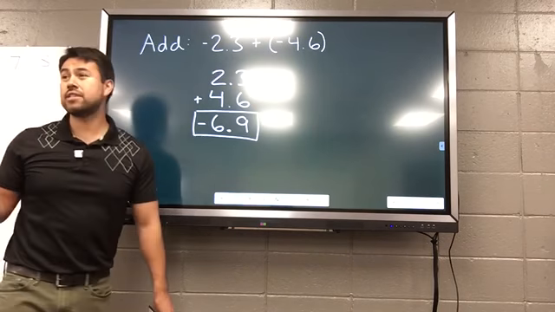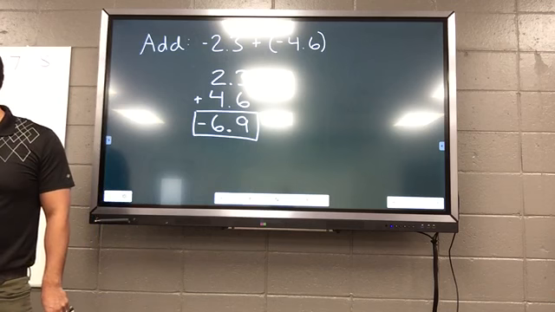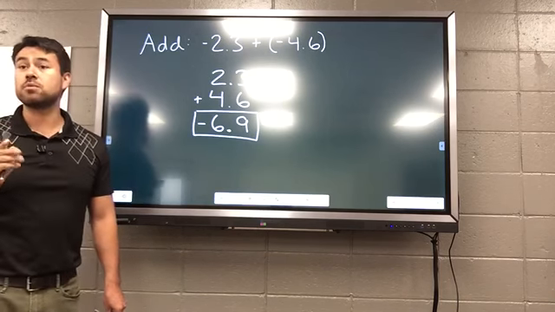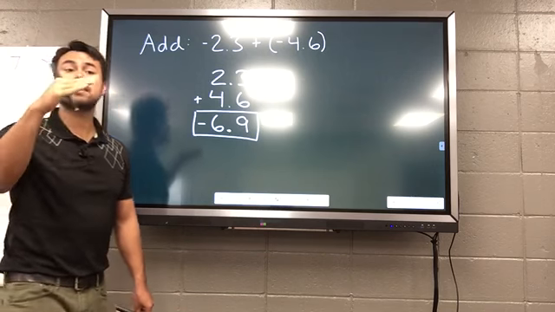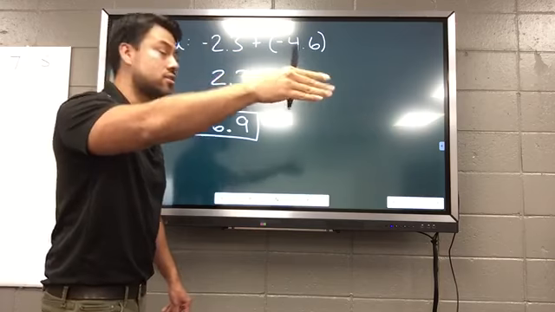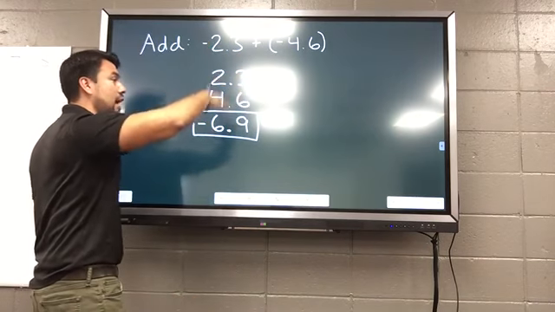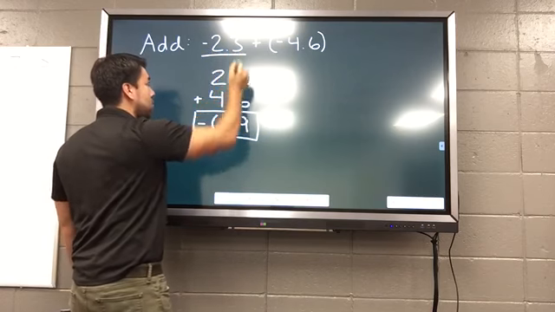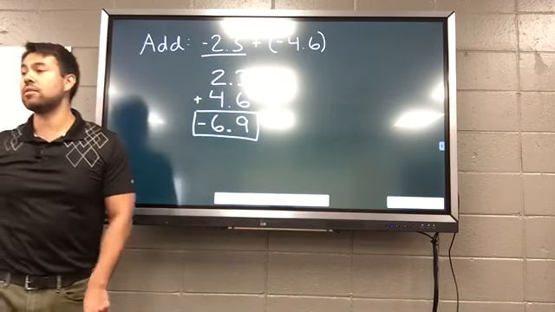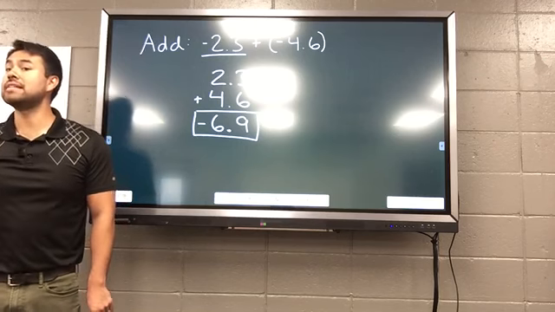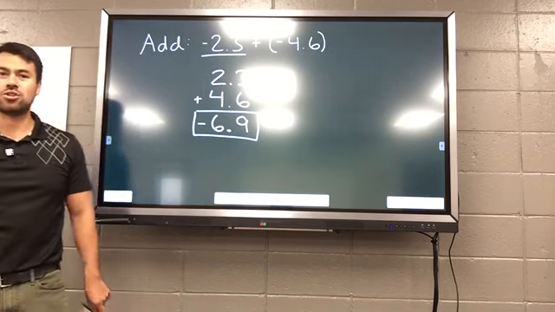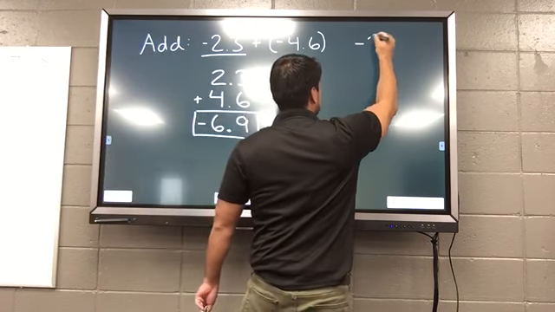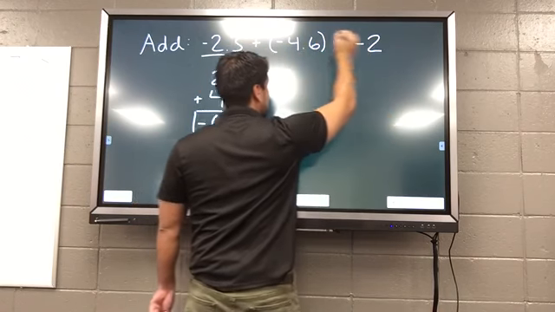Okay, now yesterday, do you guys remember we had to estimate by rounding? You're not doing this on all your problems, but some of them they're going to say estimate, then add. So you have to do an estimation, and then you actually have to add it like we did here. Okay, let's look at negative 2.3. What would negative 2.3 round to the nearest integer? Remember, integer. Okay, negative 2. So I'm rounding this to negative 2.